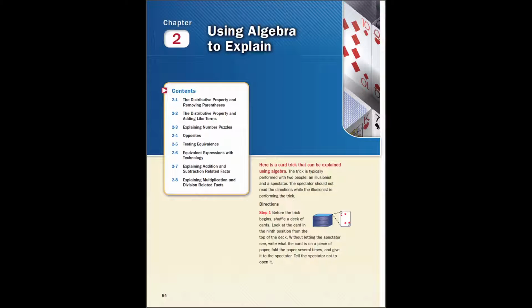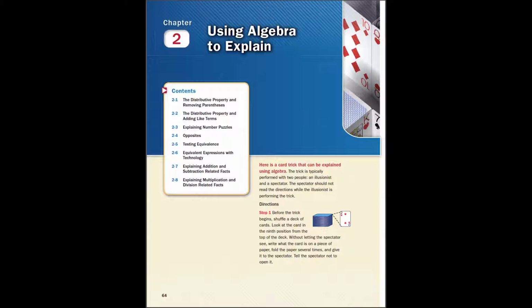This chapter, as it says right here, is using algebra to explain. We can use it, as we saw in Hannah's video early on, to make sense of the world. And really, this is a chance to find some math that allows us to do that. The contents are listed here. We're going to be going through all 8 of the lessons. You'll be continuing with the mastery learning process.